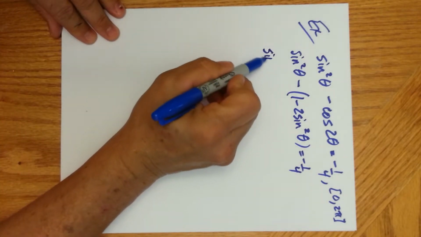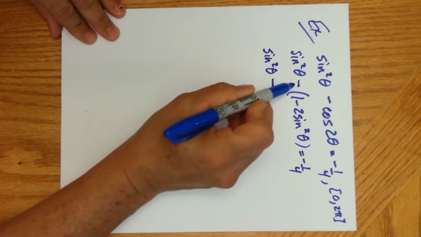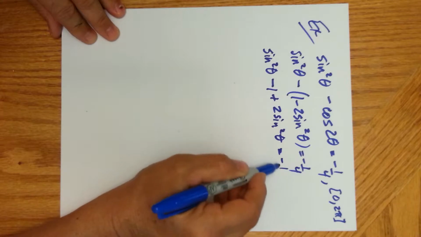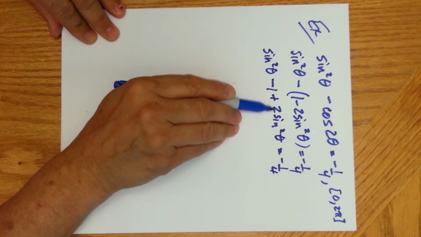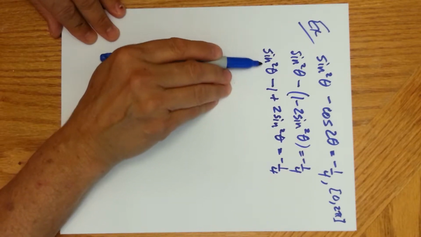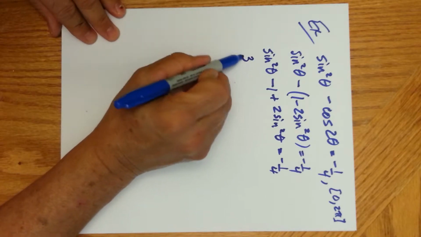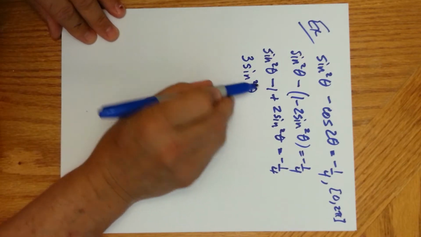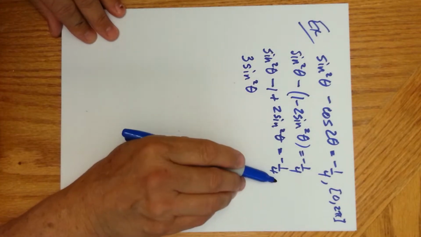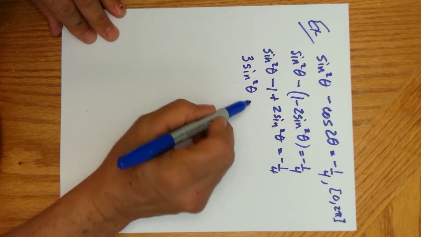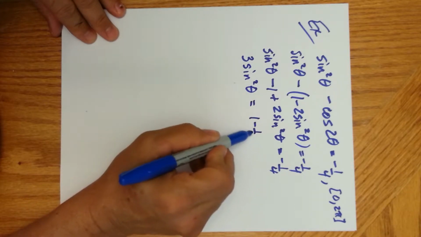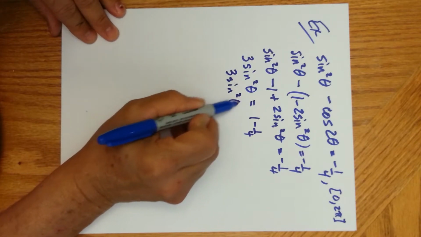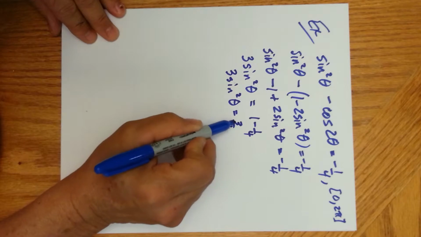So here we get sine squared theta minus 1 plus 2 sine squared theta equals -1/4. Now I have 2 sine squared thetas and another sine squared theta for a total of 3 sine squared thetas. And then we have this -1, which I'm going to move over to the other side, so I'm going to add 1 over here. So now I have 3 sine squared theta equals 3/4.